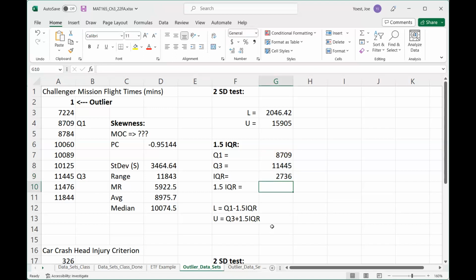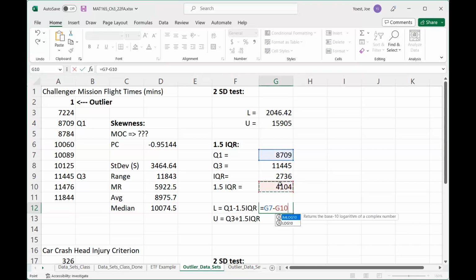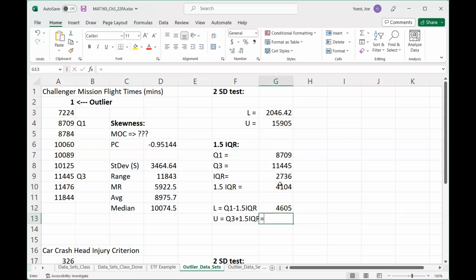And if I have 1.5 IQR, it's 1.5 of those. So we're going to go 4,000 units to the right of Q3 and to the left of Q1. And those are going to be our kind of normal data values, our non-outlier data values. So I want Q1 minus 1.5 IQRs for the lower bound, and I want Q3 plus 1.5 IQRs for the upper bound.